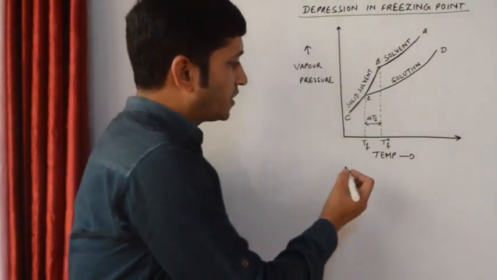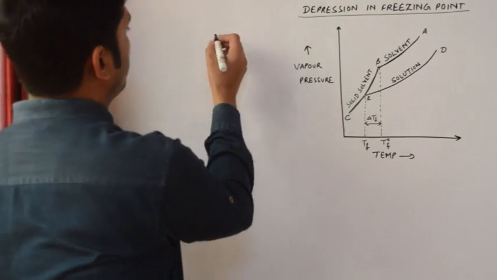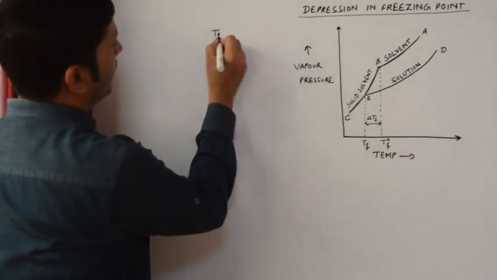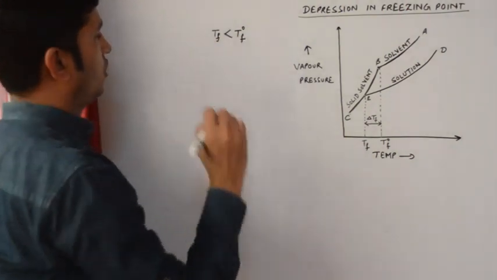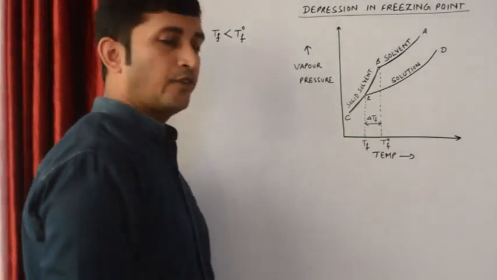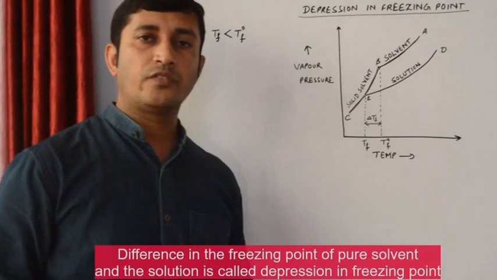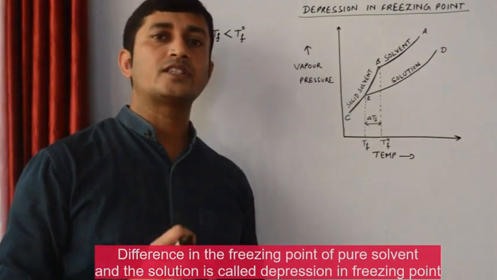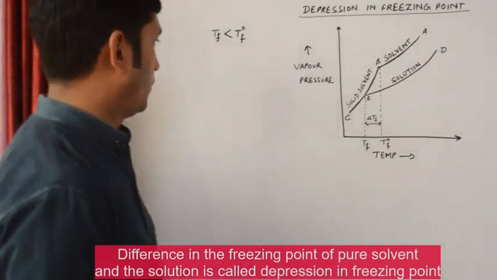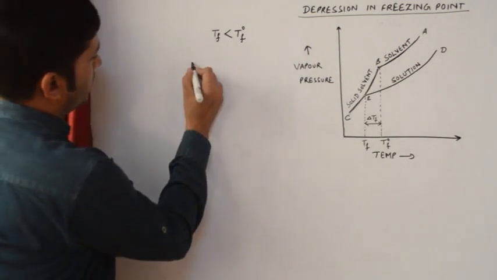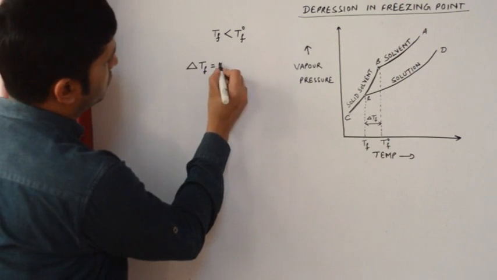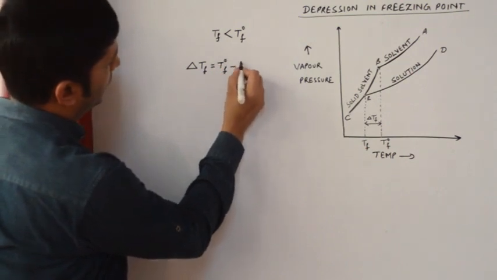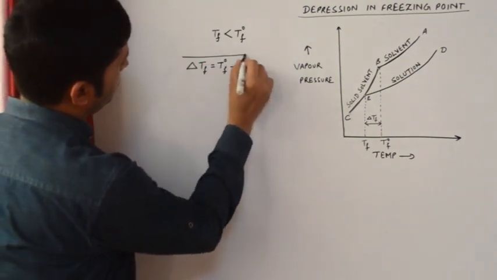So from the graph it is clear that this freezing point of solution is lower than the freezing point of pure solvent. This difference in the freezing point of pure solvent and solution is known as depression in freezing point. We can write it, the depression in freezing point delta TF is equal to T0F minus TF.